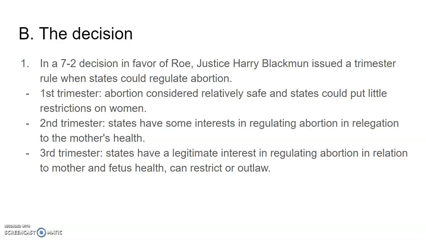And Harry Blackmun comes up with this very confusing trimester schedule. A trimester is 3 months. In the first 3 months of a pregnancy, abortion is considered relatively safe, according to Harry Blackmun, who I guess is also a doctor. It basically says states could not infringe upon a woman's right to have an abortion. And then in the second trimester, he said states could have some interest because around the 20-week period, the 5-month period, a fetus can reach viability.